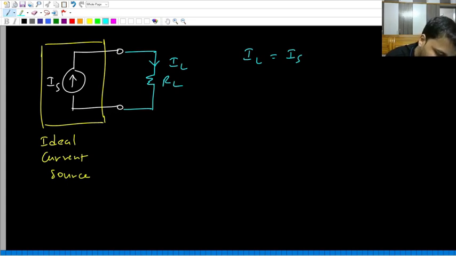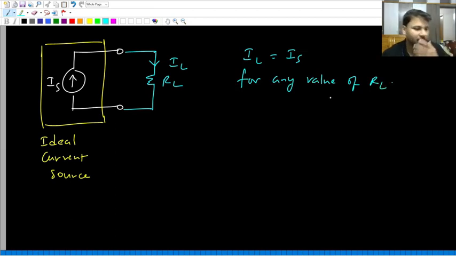IL equal to IS. Is IL equal to IS for any value of RL? Again, yes, because after all, the load resistance is in series with the current source. Whatever be the value of load resistance, the current through the load will always be equal to IS. So across this current source, whether you connect 1 ohm or 1 kilo ohm or 1 mega ohm, always the current through the load will be equal to the value of the current source, that is IS. So here the point is IL equal to IS for any value of RL.